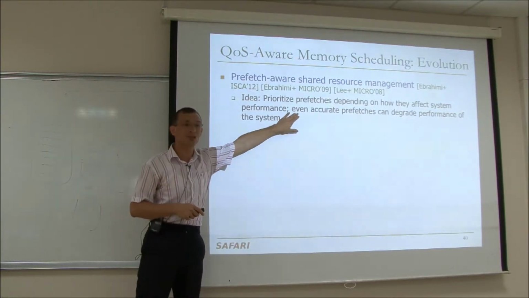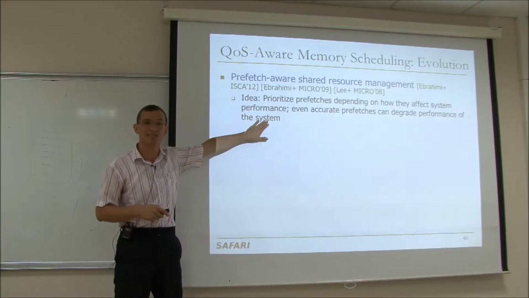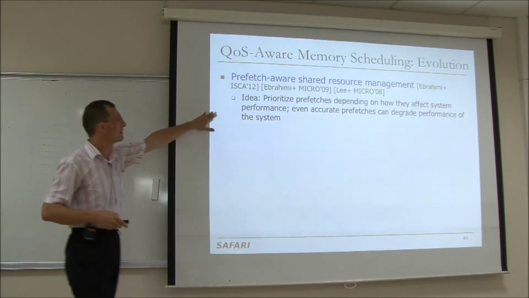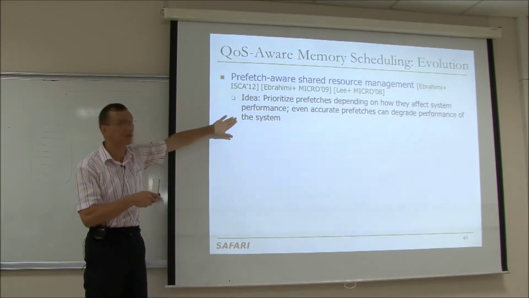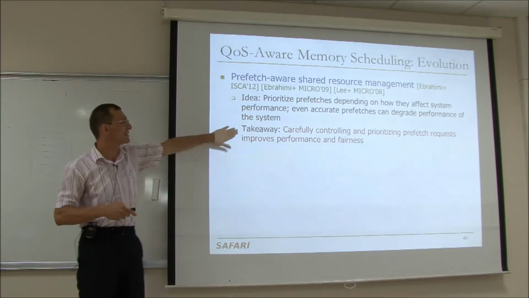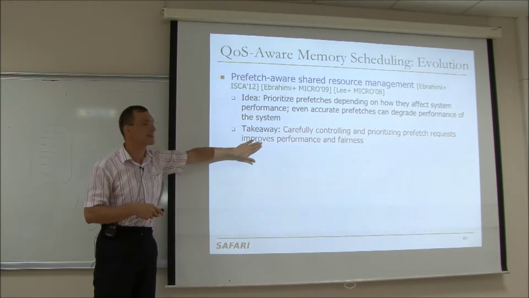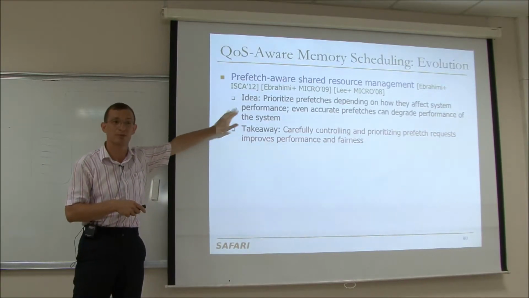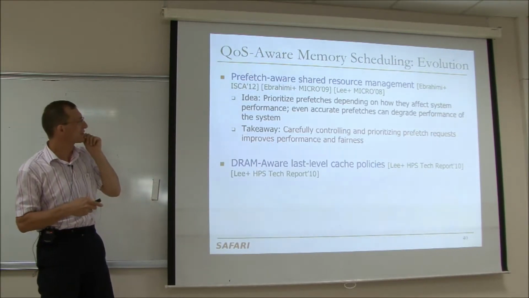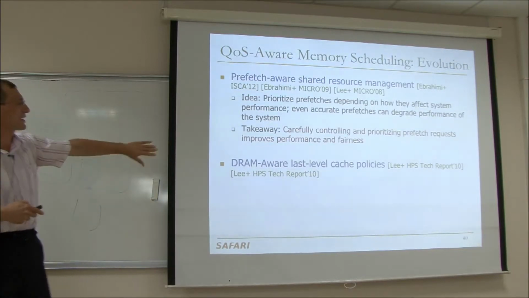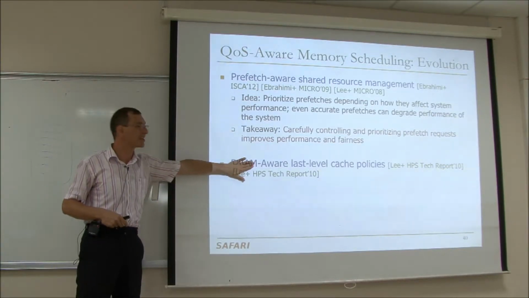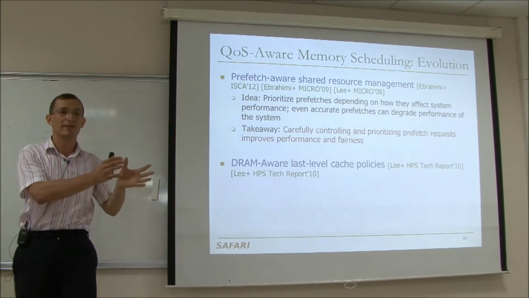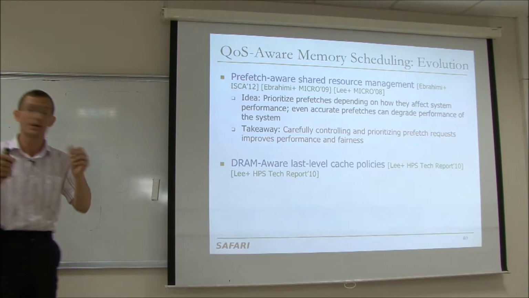In fact, even accurate prefetches can degrade the performance of a system if they're interfering with demand requests of other applications. So we've developed some mechanisms that try to solve this problem. And the takeaway is, again, carefully controlling and prioritizing prefetch requests improves performance and fairness. And this is summarized in a lot of different works. I'd be happy to talk about them some other time. And the last thing, which is a very interesting direction, I think, is can you coordinate the design of caches and the memory controller together such that they're aware of each other?